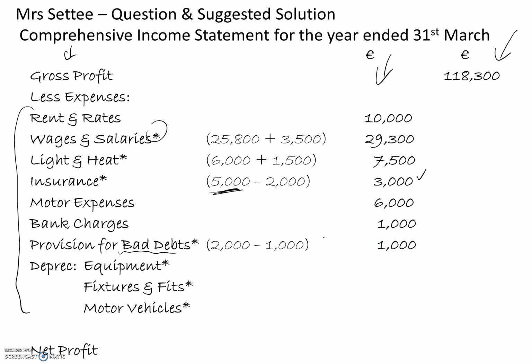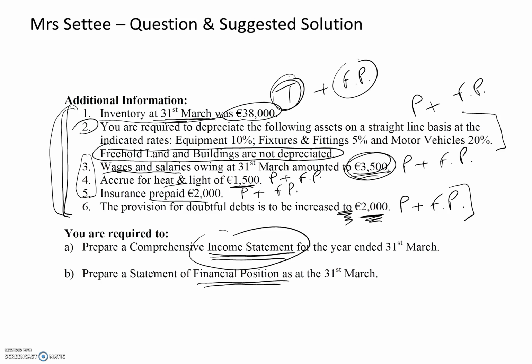The depreciation of the equipment, now for this we're going to do exactly what we're told to do. So if we just go back to the additional information, and it says here, you are required to depreciate the following assets on a straight line basis. Straight line basis means on the original cost. At the indicated rates, equipment 10%. So we're going to depreciate the equipment at 10% on the original cost.